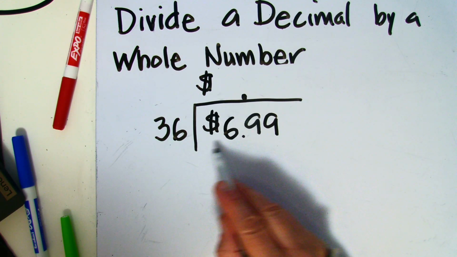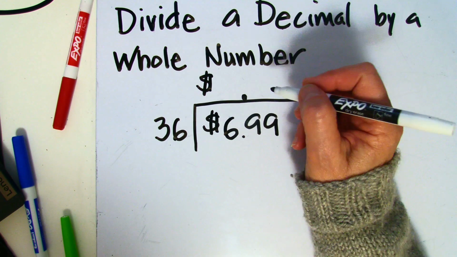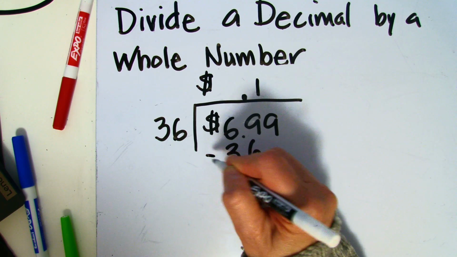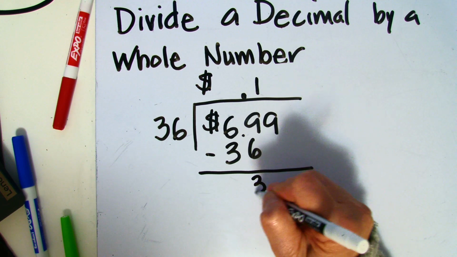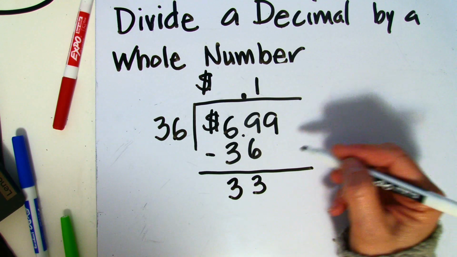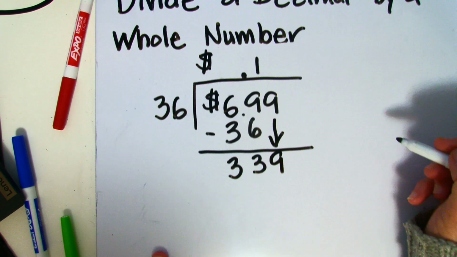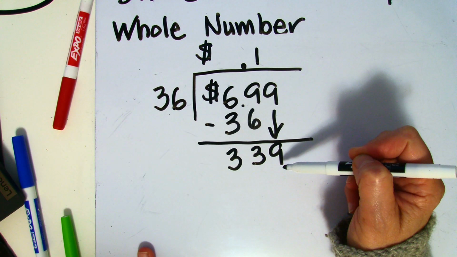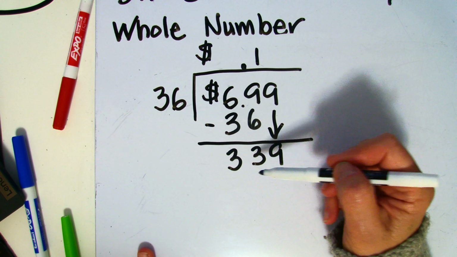36 does not go into 6, but it will go into 69 at least one time. 1 times 36 is 36, and I'm going to subtract. 9 take away 6 is 3, and 6 take away 3 is 3. I'm going to bring down the next digit, which is a 9. Now, I'm not sure how many times 36 goes into 339. I think it will probably be 9 times because it's close to 360. That would be 10 times.